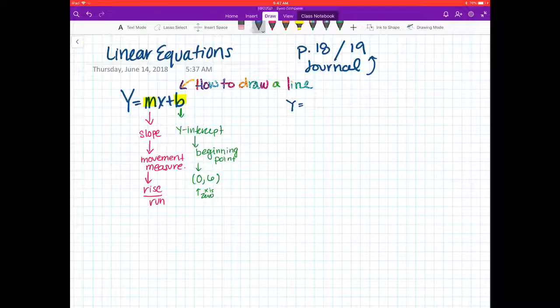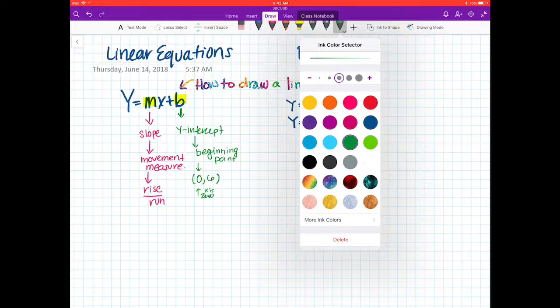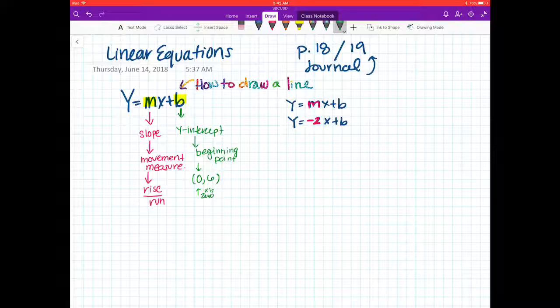So y equals mx plus b. It's the same thing as saying y equals negative 2x plus b, where m is negative 2. And b, oh wait, I didn't give you a number with the work. Okay, so let's put a 3 here. That's b, your y-intercept. So how does this help us to graph? These are instructions to graph. So here's how you do that.